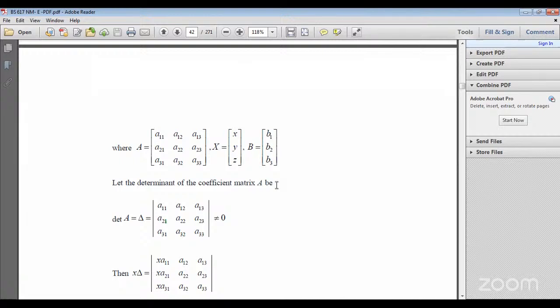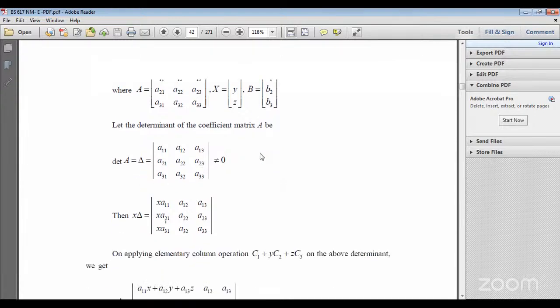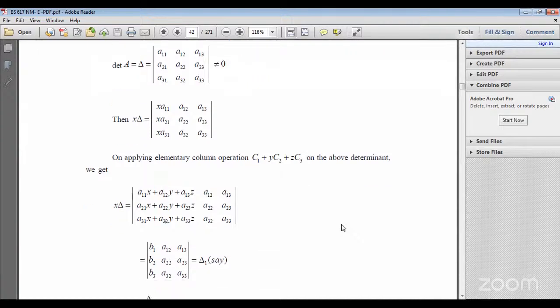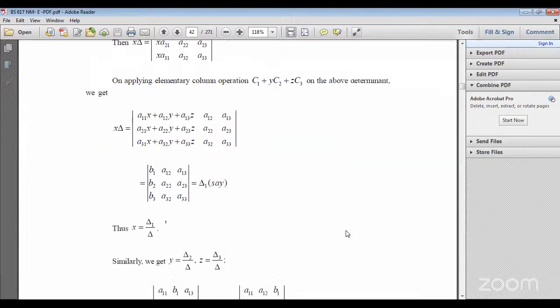If delta is 0, then all the other values should also be 0. So x delta is equal to the determinant with entries x a11, a12, a13, x a21, a22, a23, x a31, a32, a33. On applying the elementary operation C1 plus yC2 plus zC3, we get the addition here. x delta is equal to the determinant with first column a11 x plus a12 y plus a13 z, a12, a13, and so on for the other rows.